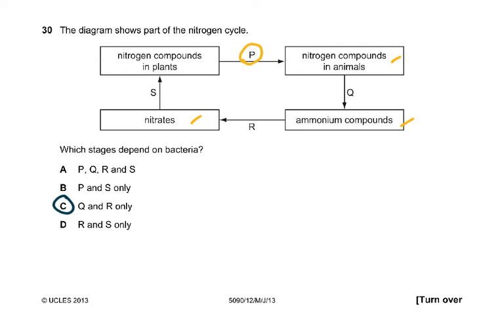And then R was what? Ammonium compounds to nitrates. That's nitrification. Bacteria are involved in that, nitrifying bacteria. And what was Q? Nitrogen compounds in animals to ammonium compounds. This is the decomposing bacteria, or the decomposition. What was S? Nitrogen compounds in plants from nitrates. So this is absorption by roots, S. So unless you knew the nitrogen cycle, please go to the video for the nitrogen cycle and revise that. So that was the nitrogen cycle.